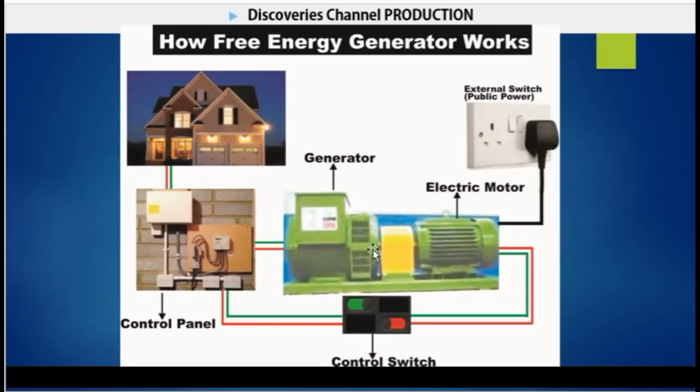So the voltage now moves in a cycle form. This one is running. As it's running, it makes this one turn, and this one is turning. It generates light and sends it to the control panel, and the control panel sends light to the house and sends the rest back to this control switch, and the control switch returns it back to the electric motor.